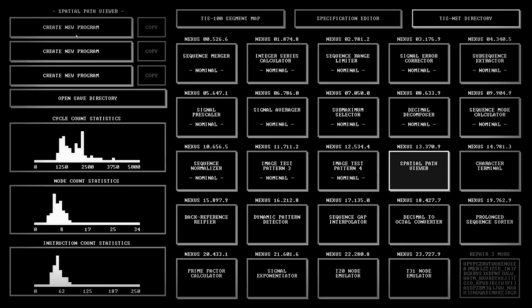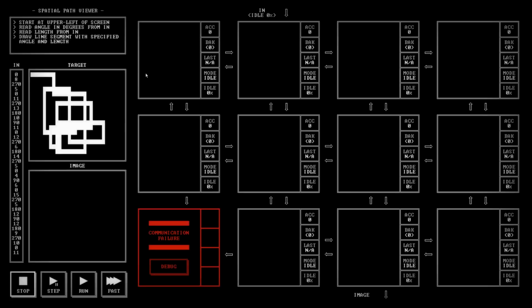Spatial path viewer. That sounds terrifying. Start on upper left of the screen. Read angle. Angle? In degrees? Why? Read length from in. Draw a line segment with specified angle and length. Okay, well, I know the angles are always going to be one of 4 values: 0, 90, 180, and 270. That just means I need to divide by 90 myself.